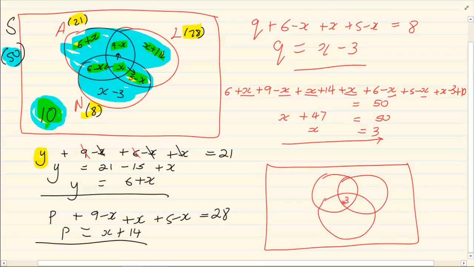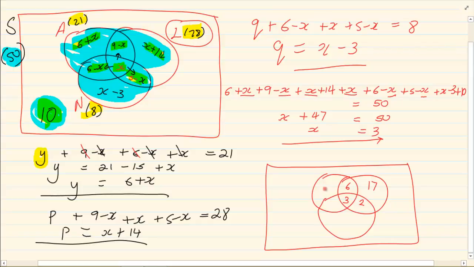We know that x is equal to 3. 9 minus 3 is 6. 5 minus 3 is 2. 14 plus 3 is 17. Now, if you check, 17 plus 2 is 19, plus 3 is 22, plus 6 is 28. So L is equal to 28.